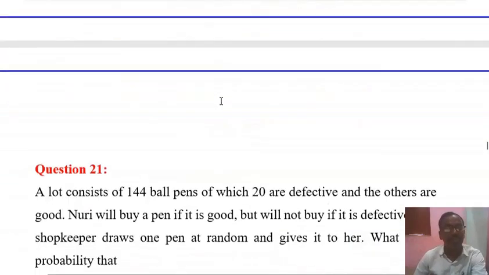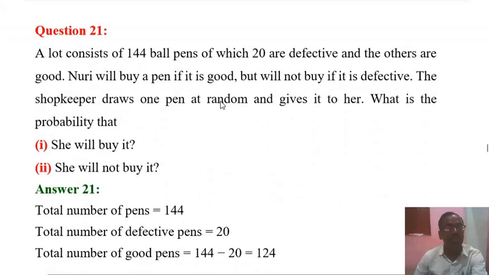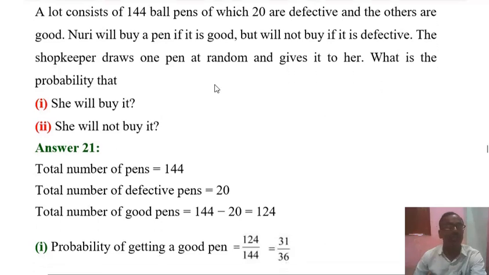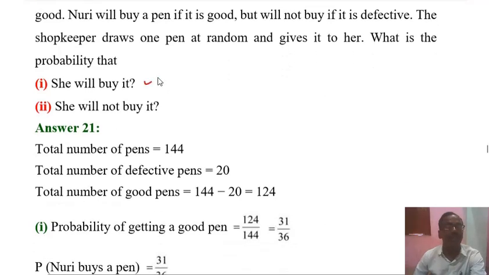Let us see question number 21 of this exercise. A lot consists of 144 ball pens, of which 20 are defective and the others are good. Nuri will buy a pen if it is good, but will not buy if it is defective. The shopkeeper draws one pen at random and gives it to her. What is the probability that she will buy and that she will not buy?